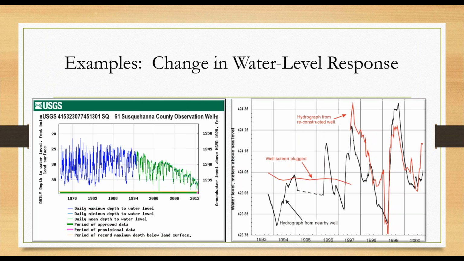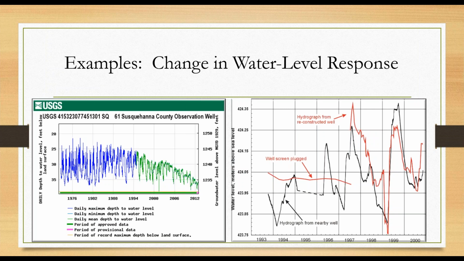So there's a period of that data that we may have to unapprove because the data really aren't representative of the aquifer conditions. Another example is in the second graph. You will see in red where the well screen looks like it was plugged. The water level measurements were pretty level. They didn't change very often.